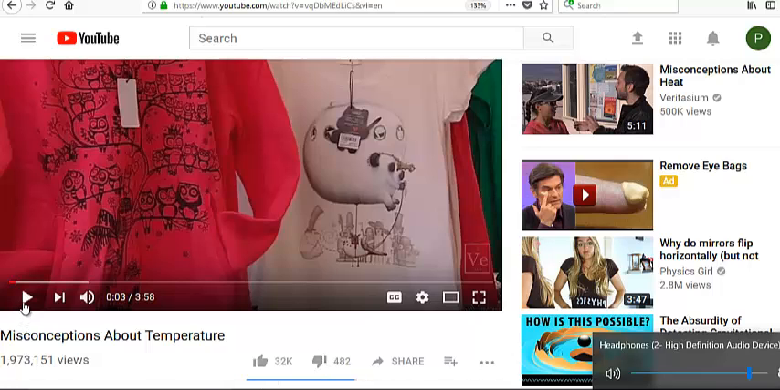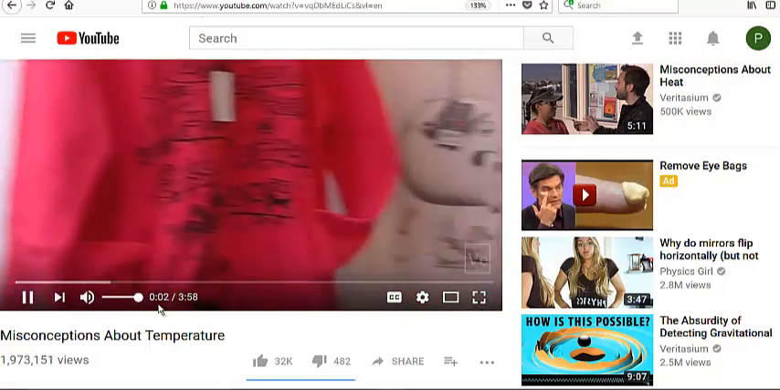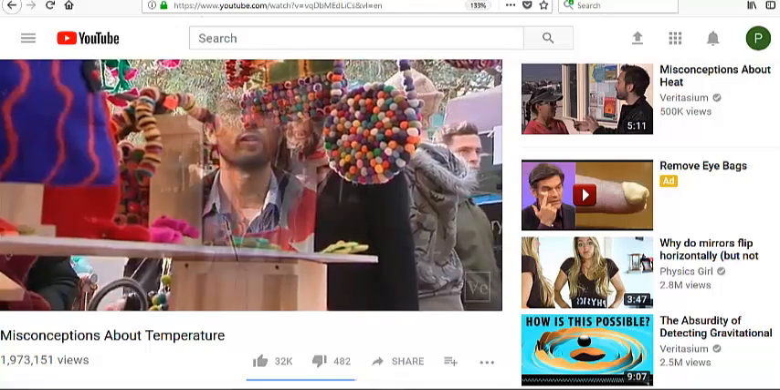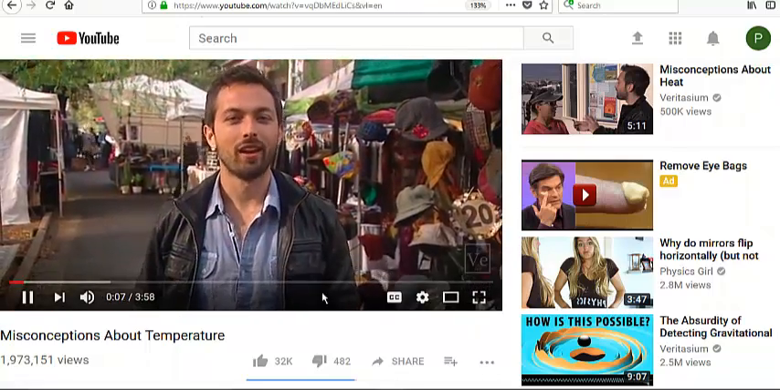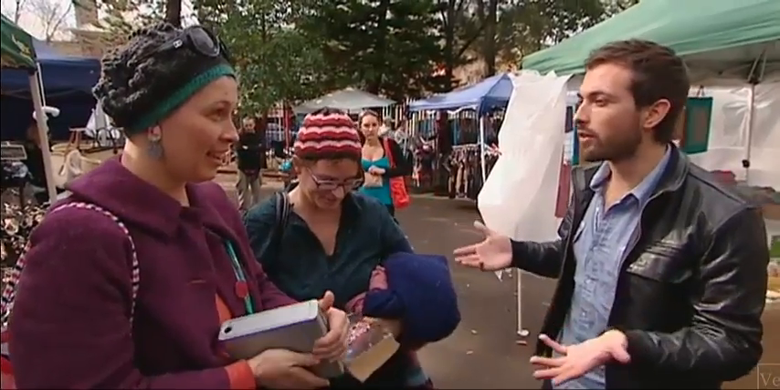Cold. When you touch an object and it feels warm or cold, what is that really telling you about the object? Here I have a metal hard drive and a book. And I'm going to ask people to compare their temperatures. Which one do you think will feel warmer, the book or the hard drive? Tell me if one is hotter or colder, or if they're the same temperature.